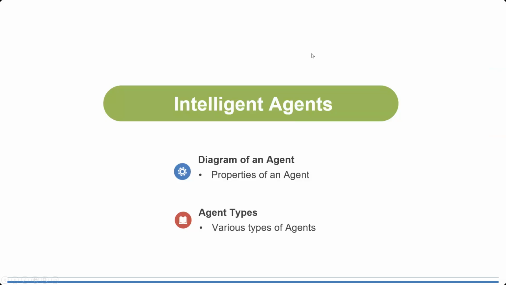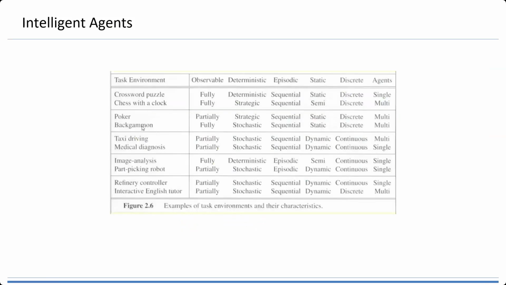So in this section, I would like to explain about intelligent agents. There are two things that I will explain to you. The first is the diagram of an agent, and the other is what are agent types. So this is another example.